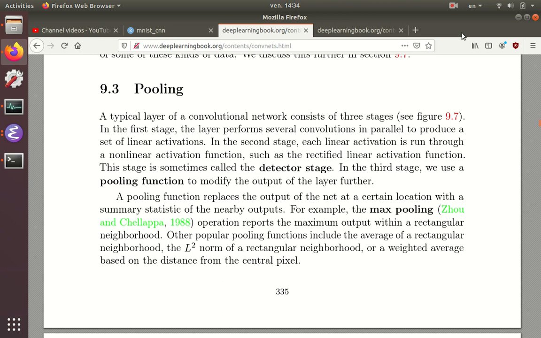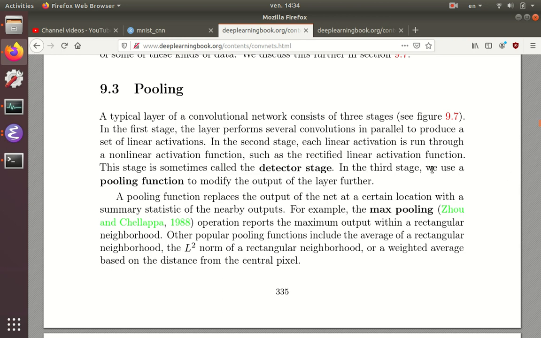Hi, so in this tutorial I'm going to explain a little bit about max pooling. This is section 9.3 of the deep learning book. And this is the last missing piece that we need to understand before we can start doing convolutional neural networks.